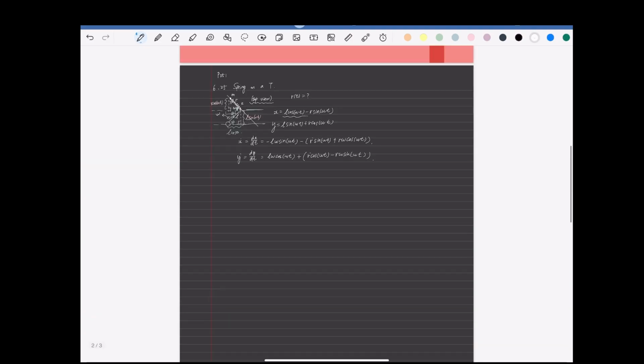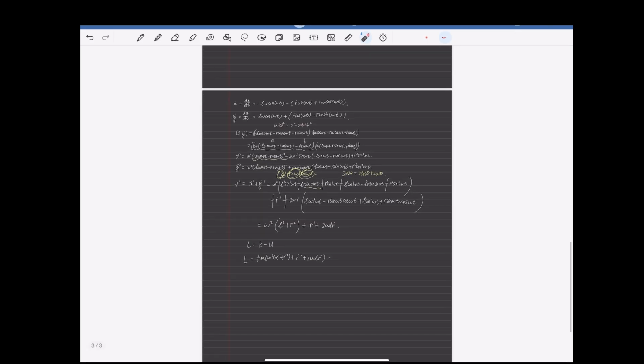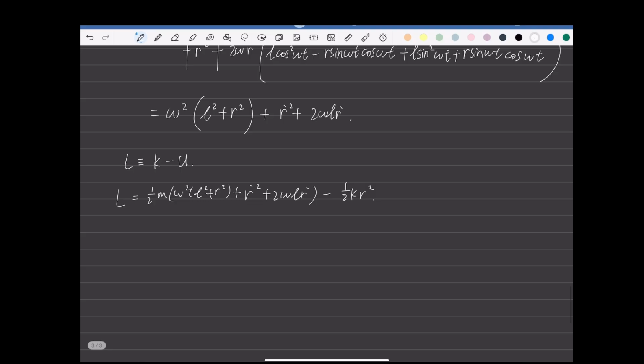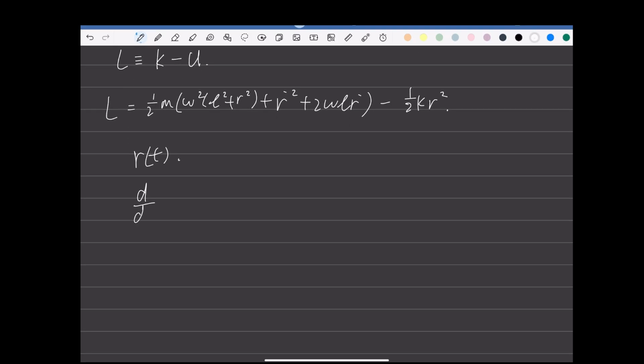So let's go back to the very top. What potential energy do we have here? Well, since this is a top view and it's on the table, there's no gravitational potential energy. And so there's really only the spring potential energy. And the expression for that is half k x squared, or r squared in this case. So it's basically minus half k r squared. And now we're trying to obtain a function r of t. So we have this formula, the Euler-Lagrange equation.